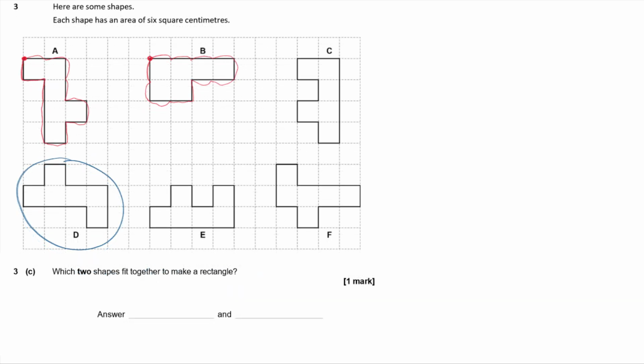Question 3 says, which two shapes fit together to make a rectangle? Well, if you took shape E and you fit it up against shape C, you see that would give you the rectangle there. So I think C and E would work. So shape C and shape E.